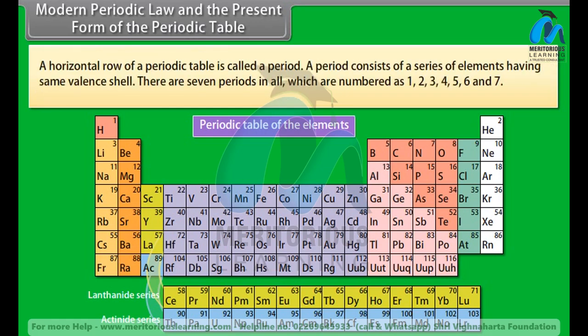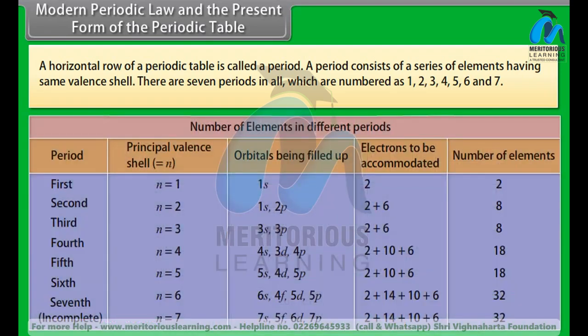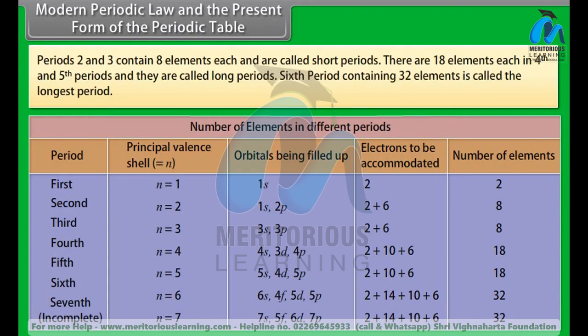A horizontal row of the periodic table is called a period. A period consists of a series of elements having the same valence shell. There are 7 periods in all, which are numbered 1, 2, 3, 4, 5, 6 and 7. Periods 2 and 3 contain 8 elements each and are called short periods. There are 18 elements each in the 4th and 5th periods, and they are called long periods. The 6th period, containing 32 elements, is called the longest period.